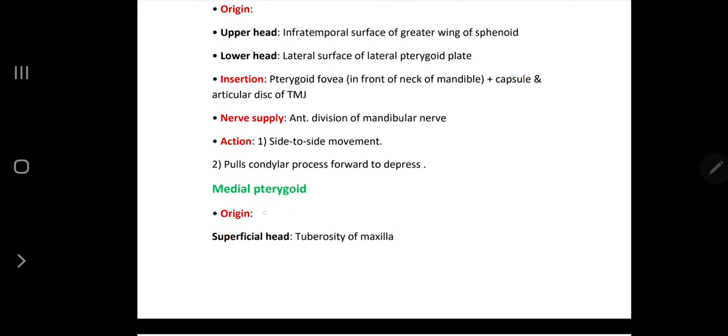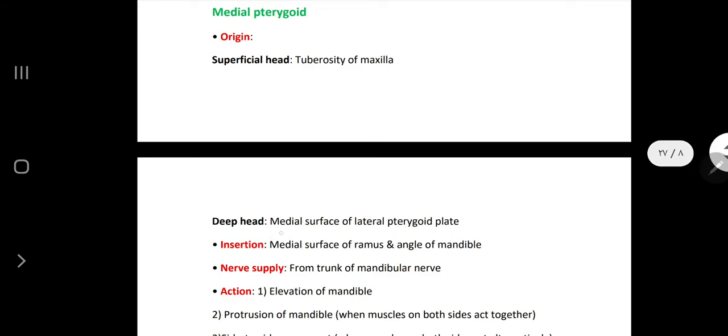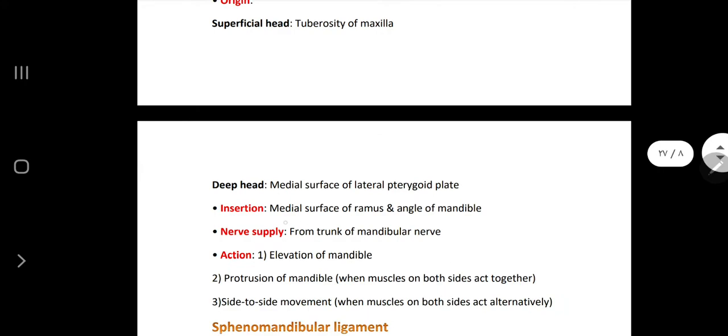The medial pterygoid muscles origin مالته superficial head من tuberosity of maxilla with deep head من medial surface of lateral pterygoid plate. Insertion medial surface of the ramus and the angle of the mandible. Innervation from trunk of the mandibular nerve. Action, the elevation of the mandible, the protrusion of the mandible, side to side movement.